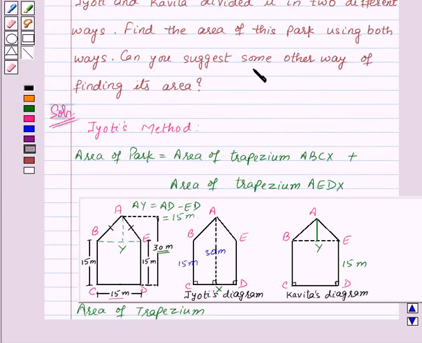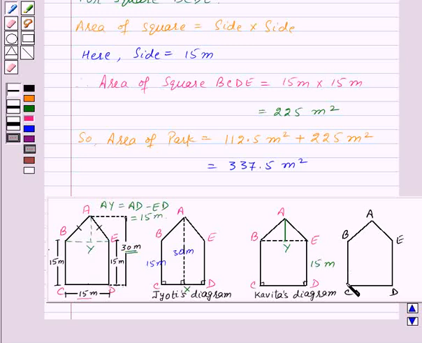Now, we have to suggest some other way of finding the area of the park. If we are given the pentagonal park, then we can find its area by dividing it into three triangles. The first triangle will be triangle ABE, the second triangle will be BCD, and the third triangle will be BDE. So, here we have drawn the two lines, that is BE and BD. So, the area of the park will be equal to area of triangle ABE plus area of triangle BCD plus area of triangle BDE.